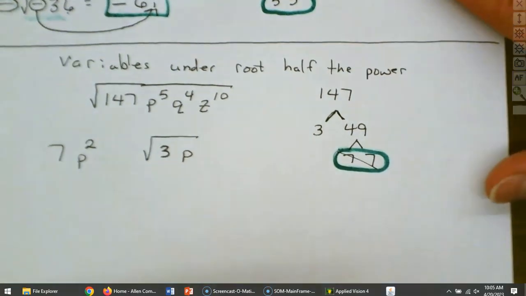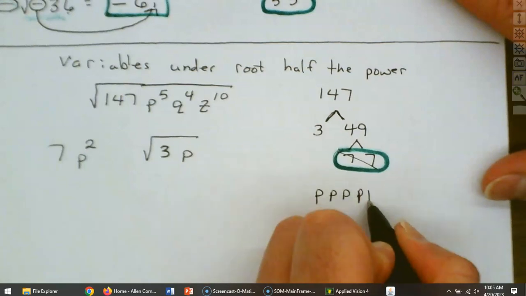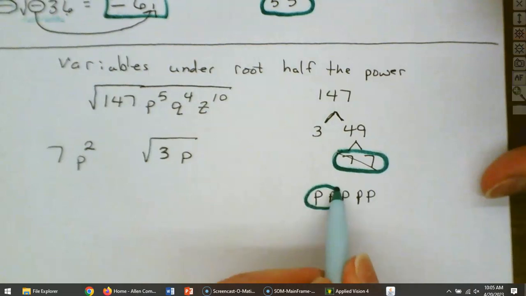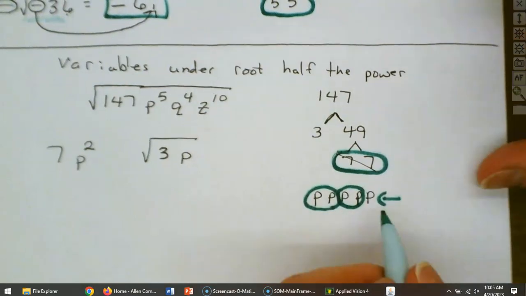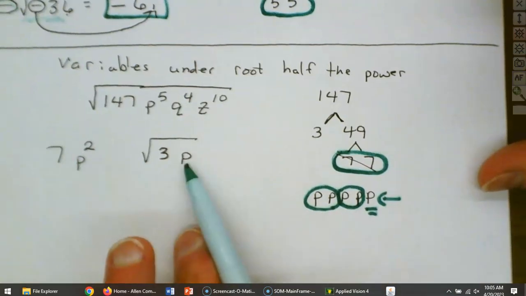Another way to look at that is you have 5 of these p's stacked together, and we want groups of 2. So this is a group, and this is another group. That p is the leftover part. So that's why it comes out as a p squared, and a p is left over.